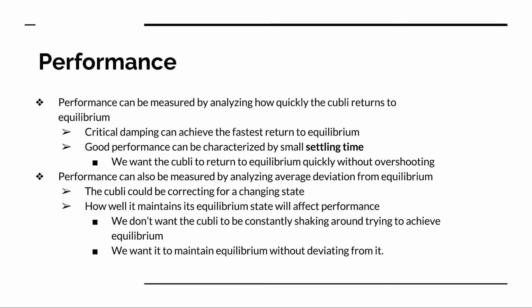The performance can also be measured by looking at the average deviation from equilibrium. The Cubli should always be correcting for a changing state, but how well it maintains its equilibrium state could shed light on potential improvements. We want to maintain equilibrium without deviating from it. It would not be ideal to have the Cubli constantly shaking around and vibrating while trying to maintain equilibrium.